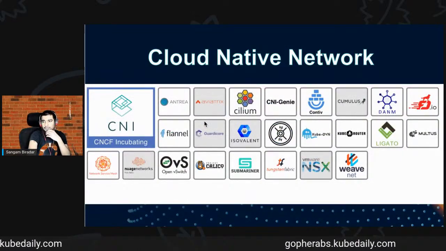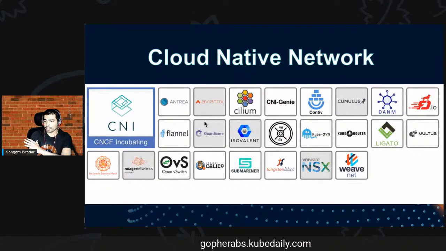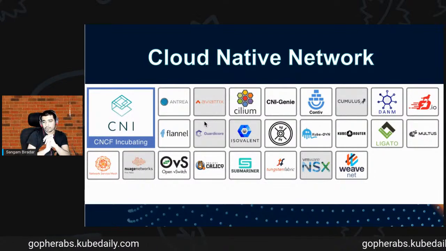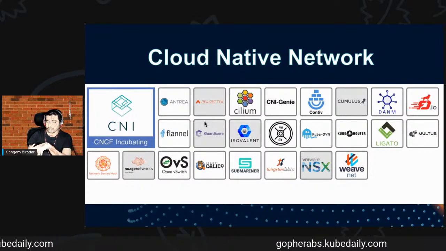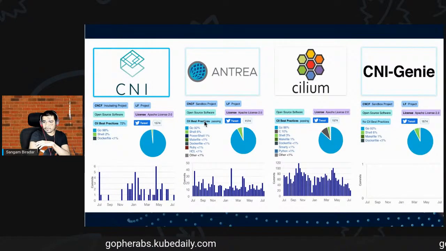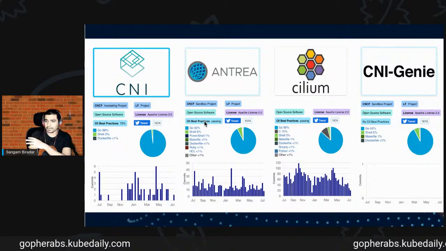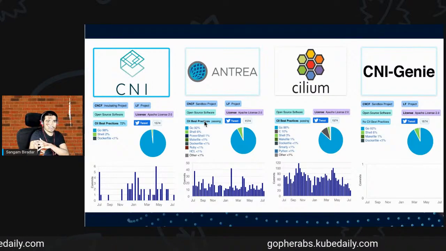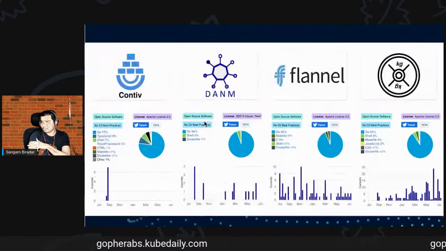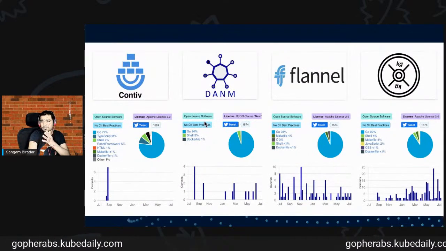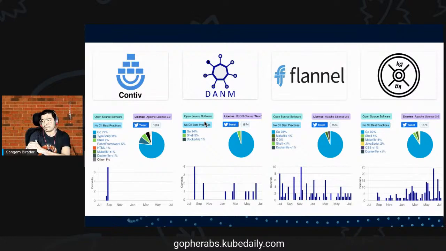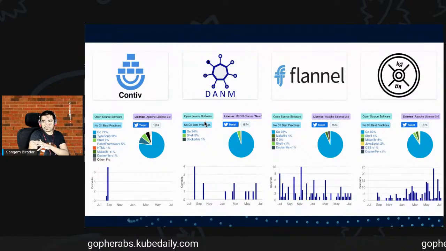So moving to cloud native network, this is one of the favorite spaces for any Golang developer. You see most of the tools are written in Go here. CNI, cloud native network interface, is 98% written in Go. Another is Antrea, and a bunch of other things. One of my favorites is Flannel, which is written in Go. More than 93% of the code is written in Go.